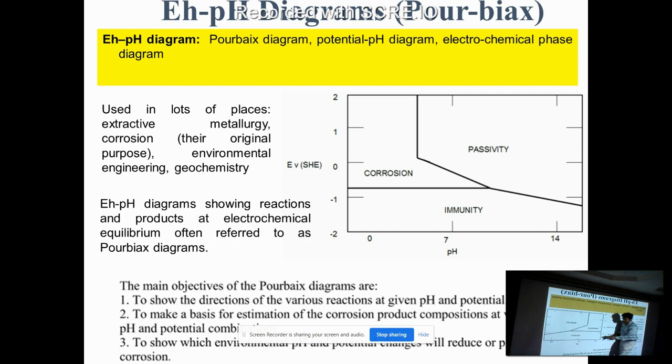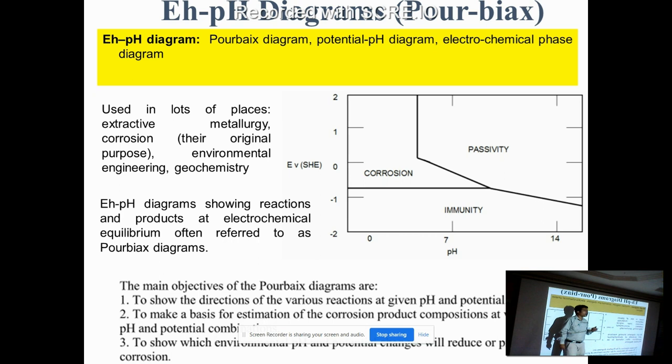Now, when pH is 7, let us say my potential is almost 0. So, where will I lie? pH is 7 and potential is 0. So, where will I lie? If I draw something like this, somewhere I will lie here. That means I am in the passive zone.